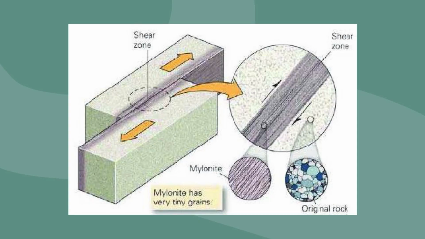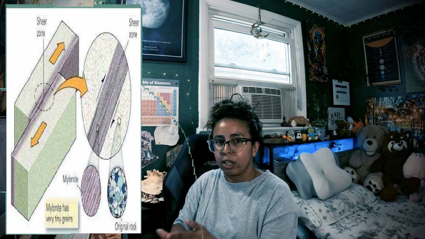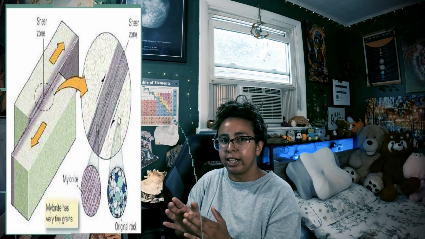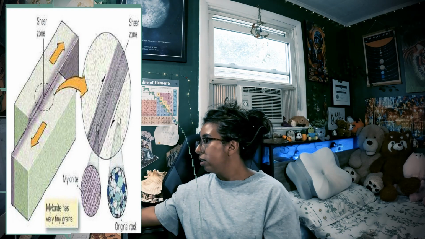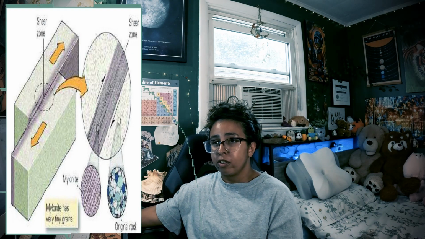If you zoom in to where it's sliding against each other, you can see the rock. The normal rock has a specific mineral structure. It shows you a little zoom in. But as the rocks keep grinding and grinding, they become such fine particles that they start lining up in a specific way as well. And then you've got your mylonites. It's very tiny grains. It's the same composition, just very, very finely ground.